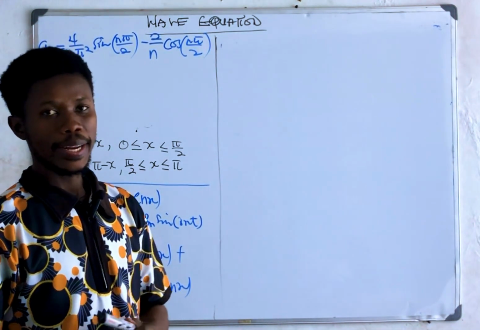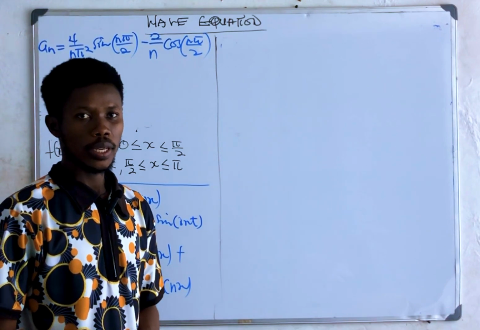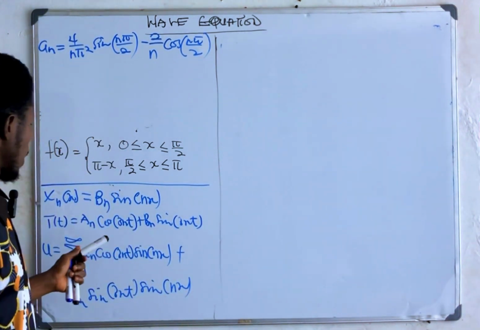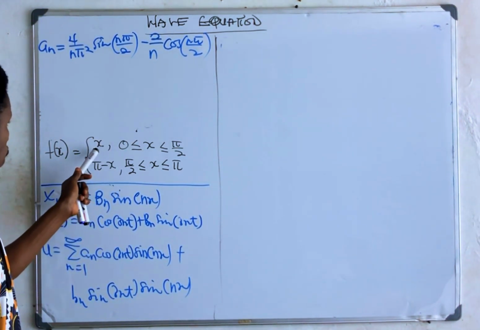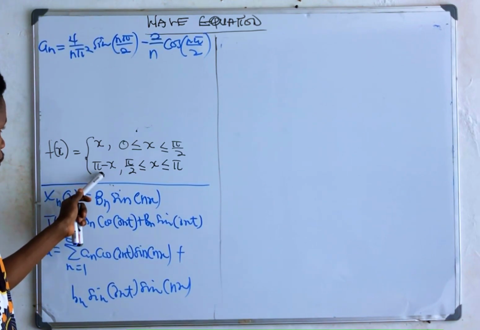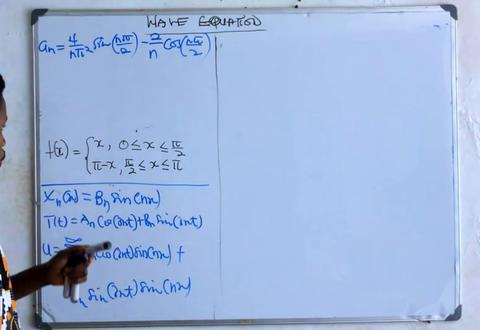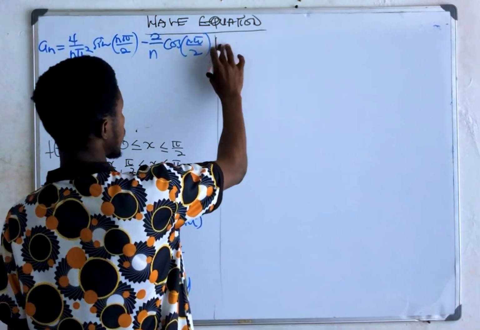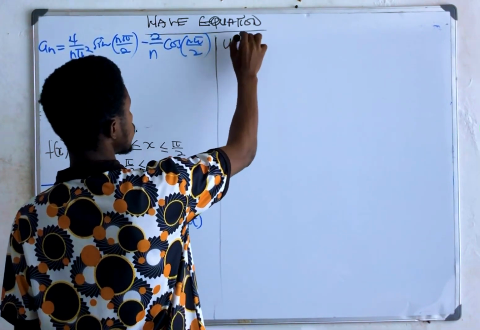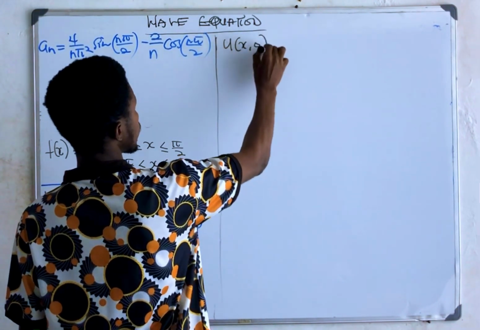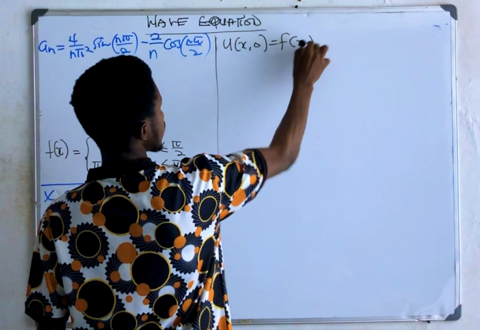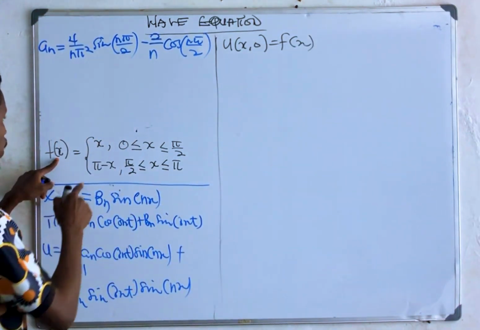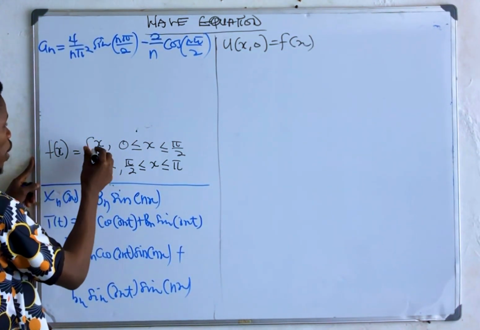Okay, now that we are done with this side, let's move to this one. You know the definition already. The definition was this: u of x comma 0 is equal to f of x. That was the definition, and the f of x is this and that. Okay, already you have done it using the x.